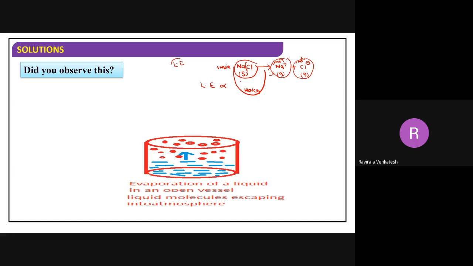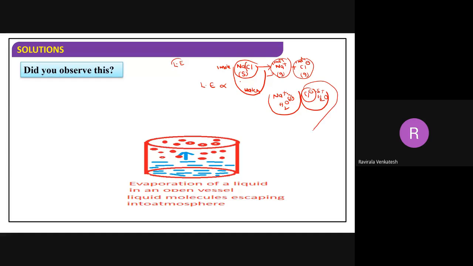Right? So Na+ will now be surrounded by water molecules, and Cl- will be surrounded again by water molecules. Why? Because in water, H2O is there. Oxygen will have negative character. Between these two, bonding will take place. Coulombic forces, electrostatic forces will take place. Similarly, in H2O, hydrogen has positive character, and between these two some force of attraction will be present.